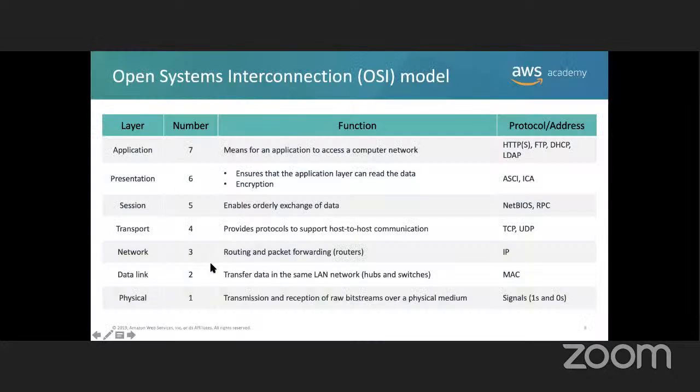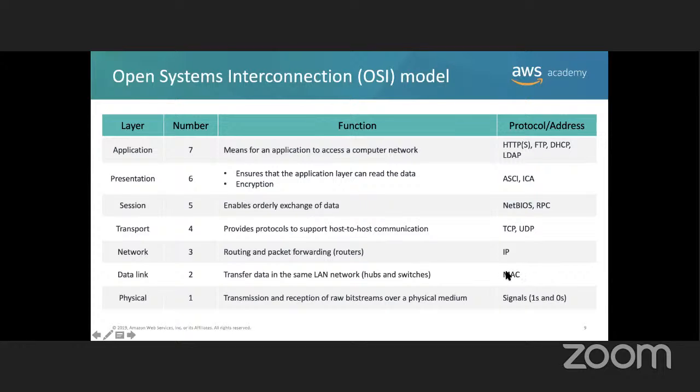Data link is the transfer of data, that's number 2, in the same local area network. Hubs and switches, MAC address. The MAC address is a unique number that every device has, right? And what it means is media access control. That's what this stands for, media access control.